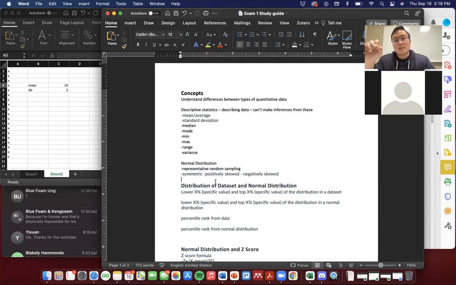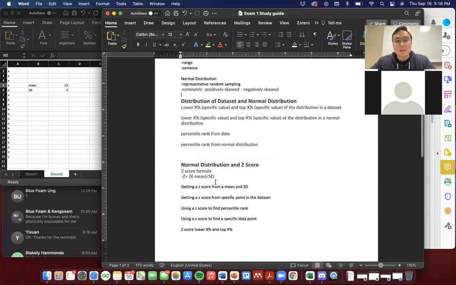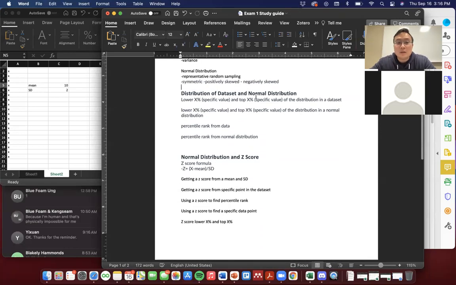You also have to know how to read the histogram, read the distribution. Is it symmetric? Is it positively skewed? Is it negatively skewed? You have to know what that looks like, right? Now, distribution of the data set and normal distribution are two things that are different and people get confused.